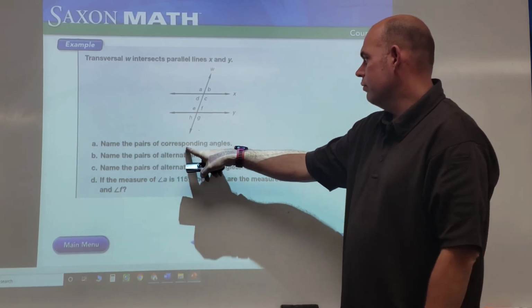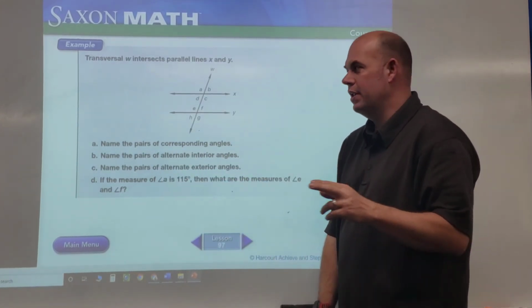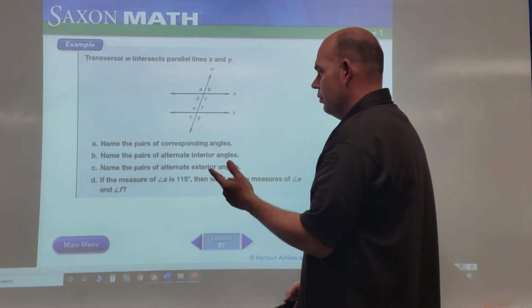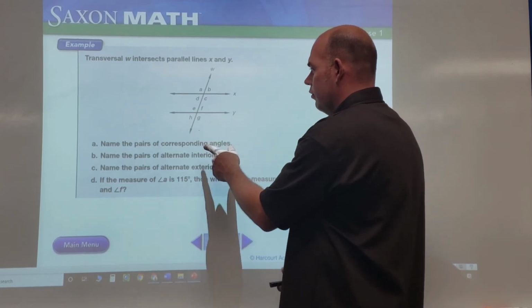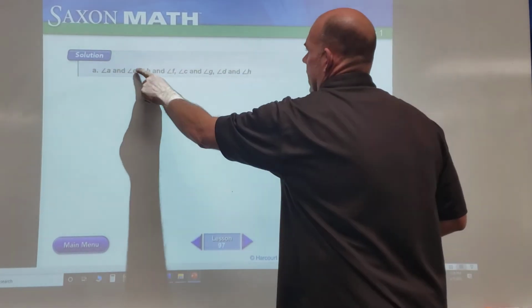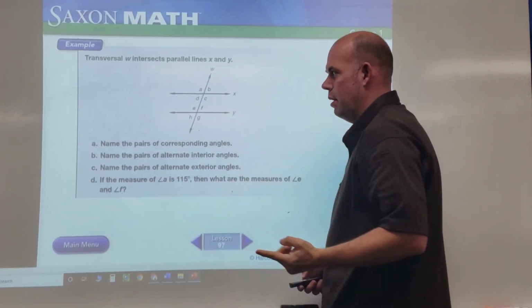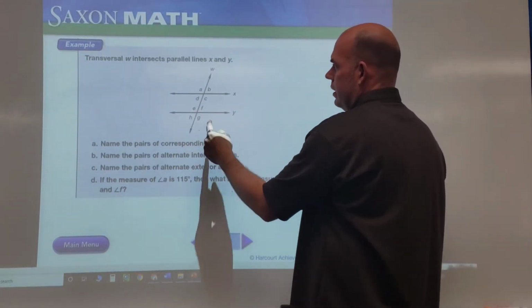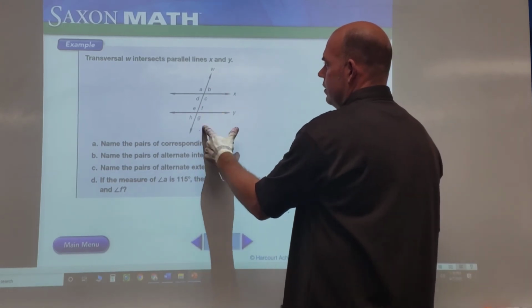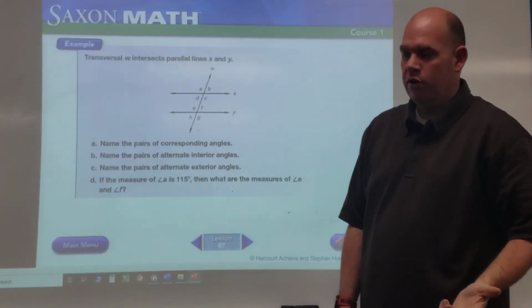What are the pairs of corresponding angles? What are the two that if you add them together, oh no, that's a supplementary angle. Corresponding angles, that's your A and E. So here we have A and E. It's the same position, remember? So A and E are corresponding, B and F, C and G, D and H. Those are our corresponding angles.